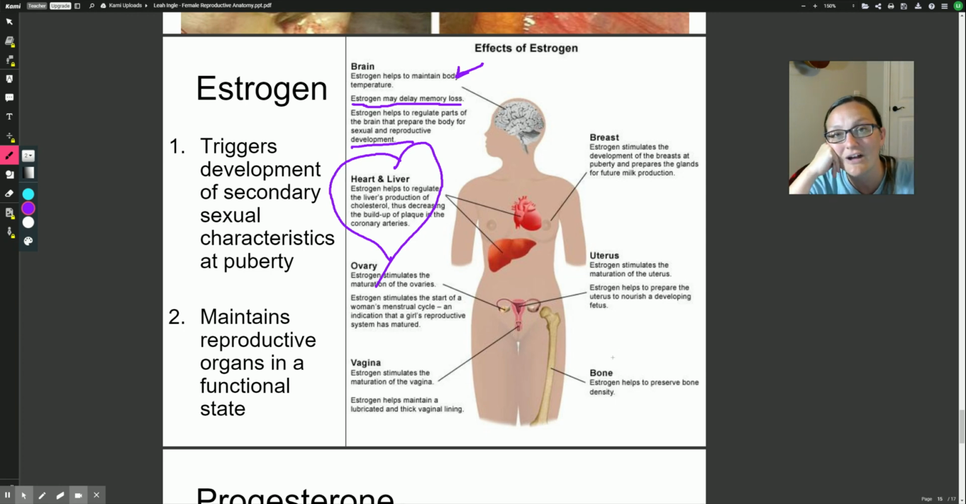And there are lots of benefits to estrogen, and one of them is preserving bone density. So it's actually better for your bones to have estrogen and go through menstruation and ovulation and the cycling. It's actually better for your bones. We already knew this. Yes, estrogen stimulates breast development at puberty and prepares for future milk production.